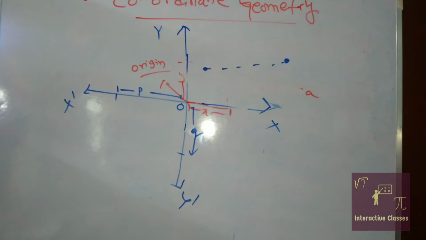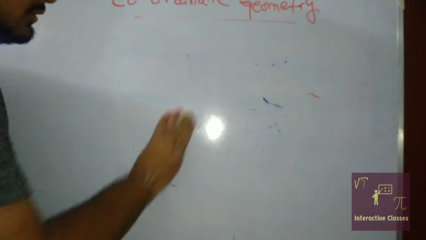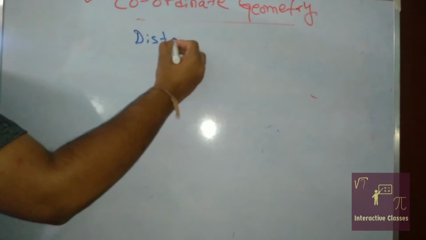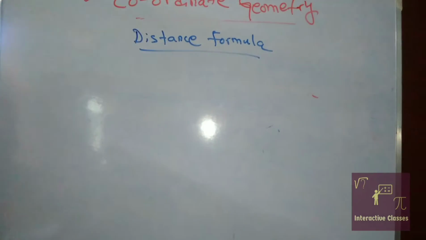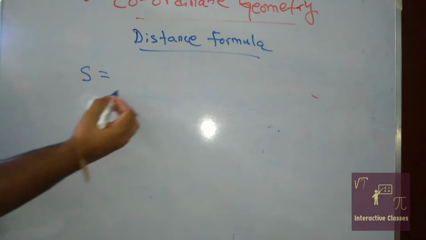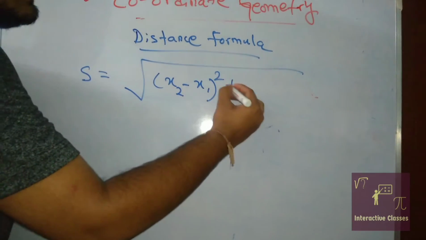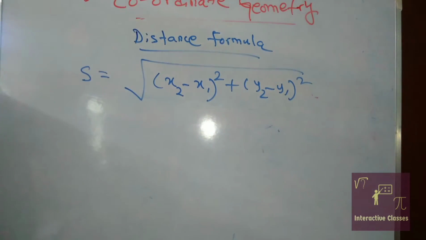Now let me move to the chapter. Hope my point is clear. Now see, the first is our distance formula, and we will learn this distance formula today. The distance formula, suppose indicated by S, is the root over of x2 minus x1 whole square plus y2 minus y1 whole square. Now you may be wondering what x1, x2 are. Yes, I will tell, but let me demonstrate first.